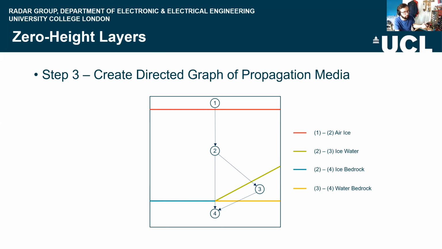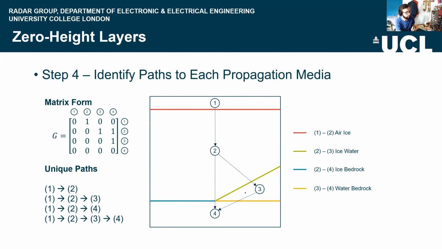So each of our propagation media, so that's the air, ice, seawater, and bedrock, becomes a node on our graph, and then we can connect these nodes based on the interfaces that exist between these different media. So we know we can go from air to ice, from ice to water, or we can go from ice directly to bedrock. And from the seawater, we can also go to the bedrock. So from our 4 nodes, we can construct this graph. You can represent that in matrix form.